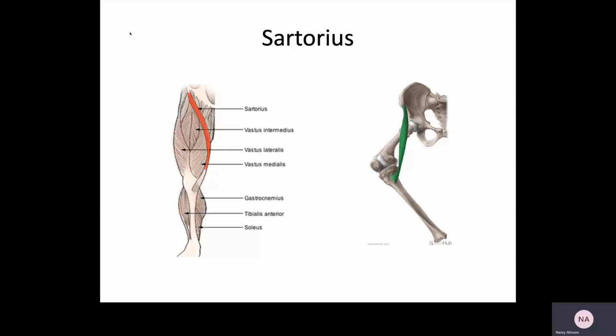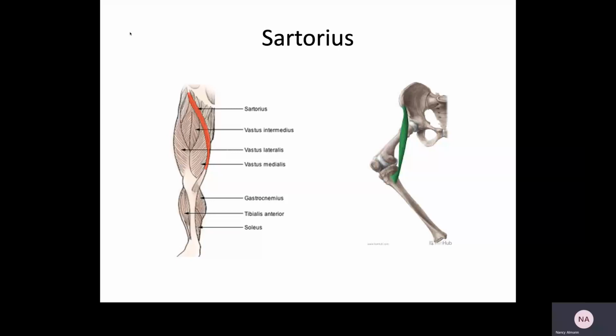Sartorius, we already mentioned. Sartorius is that thin strap-like muscle. If you know anything about Latin, it comes from the root of the word, which has to do with clothing or dressing. It is known as the tailor's muscle, hence the term sartorius. If you know what sartorial means, someone in their sartorial splendor means they're dressed really well.